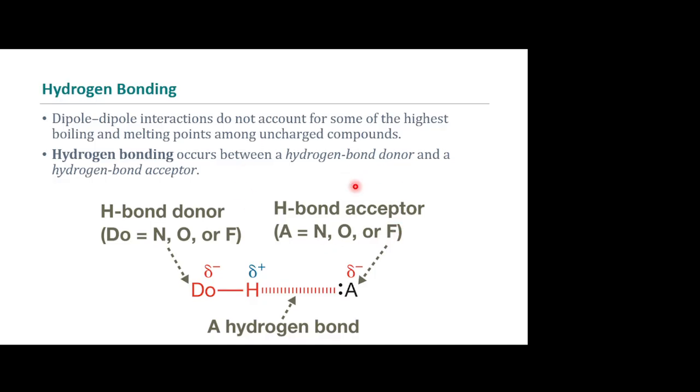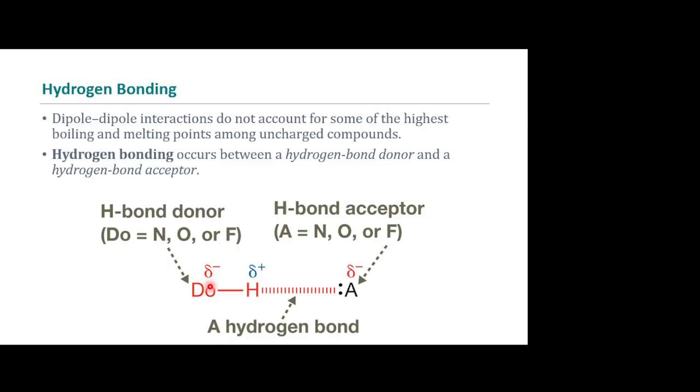Now, again, the dipole-dipole interactions do not account for some of the highest boiling and melting points among these uncharged compounds. So we actually group those into hydrogen bonding. This is going to happen when we have a hydrogen bond donor and a hydrogen bond acceptor. So this right here is called donor, DO. This has to be a nitrogen, oxygen, or fluorine.